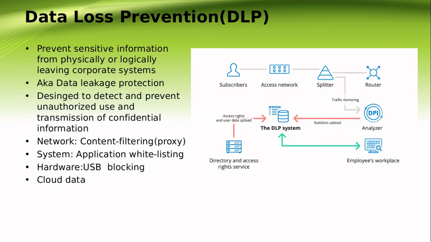Data loss prevention. This is the prevention of sensitive information from physically or logically leaving corporate systems, also known as data leakage protection. You can use standard security tools to defend against data loss and leakage. For example, an IDS, intrusion detection system, can alert about an attacker's attempt to access sensitive data. Antivirus software can prevent an attacker from compromising a sensitive system. A firewall can block access from any unauthorized party to a system storing sensitive data.